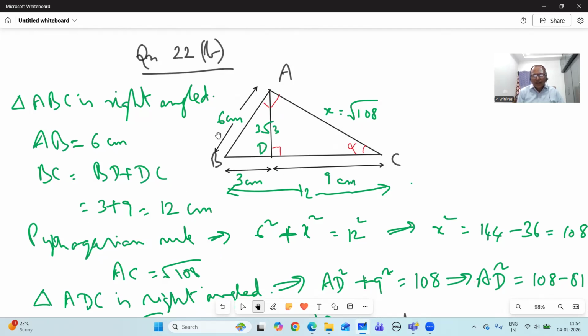What does it say? It says 6 square plus x square is hypotenuse square, that is 12 square. Therefore, you can call this AC x, and we can calculate x. 6 square is 36, take it to the other side, 144 minus 36, that is 108. Therefore, let's take square roots on both sides, so x is root 108.